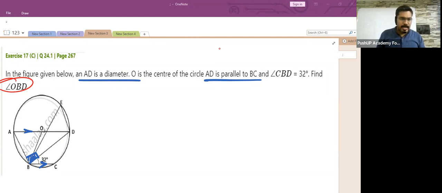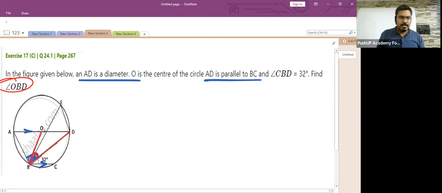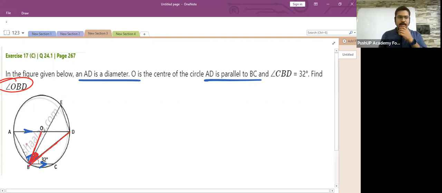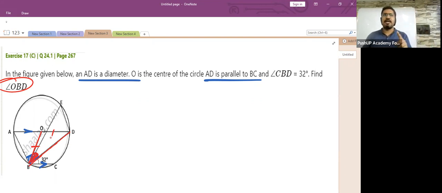OBD. This angle you have to find. Pay attention. This is the angle which you have to find. If I ask you what is OB and OD, radii of the same circle, children, we are just observing the figure, right? We are not solving it yet, just observing it. So what is OB and OD? Radii of the same circle. So in that case, triangle OBD happens to be what? An isosceles triangle, isn't it? In an isosceles triangle, the base angles are equal. So somewhere you can make use of the properties of which triangle? Isosceles triangle, right?